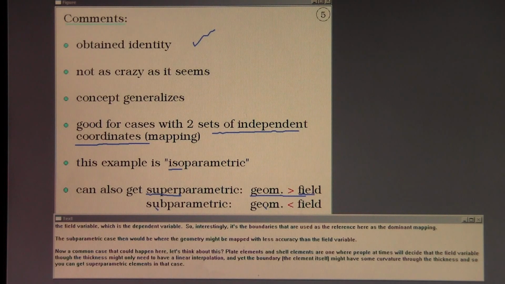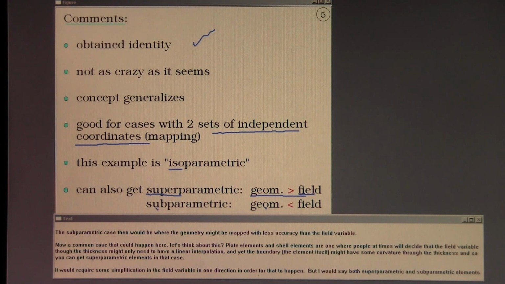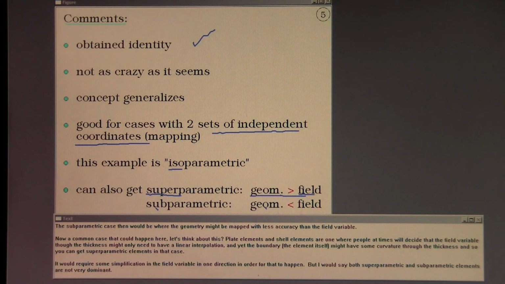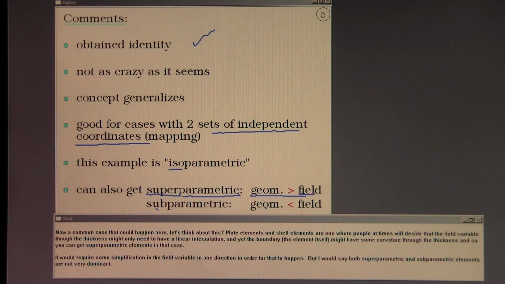Now, a common case that could happen here, let's think about this. Plate elements and shell elements are one where people at times will decide that the field variable through the thickness might only need to have a linear interpolation, and yet the boundary, the element itself, might have some curvature through the thickness, and so you can get superparametric elements in that case. It would require some simplification in the field variable in one direction in order for that to happen. But I would say both superparametric and subparametric elements are not very dominant.